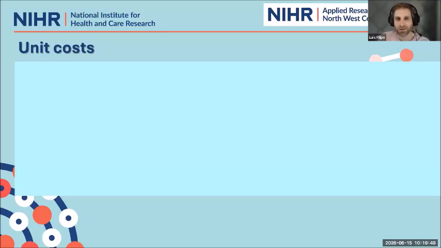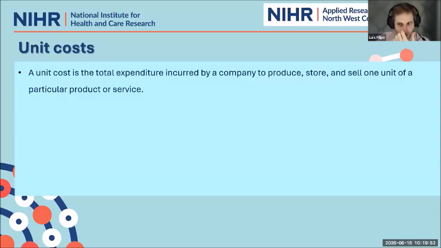So Ryan already went through the slide, but I want to do something with you. That's why I'm coming back. Ryan already explained that we have the unit cost, which is the total expenditure incurred by a company to produce, store, and sell one unit of a particular product or service. Now, the thing is, and this is what I want to do with you, how do we actually compute this?